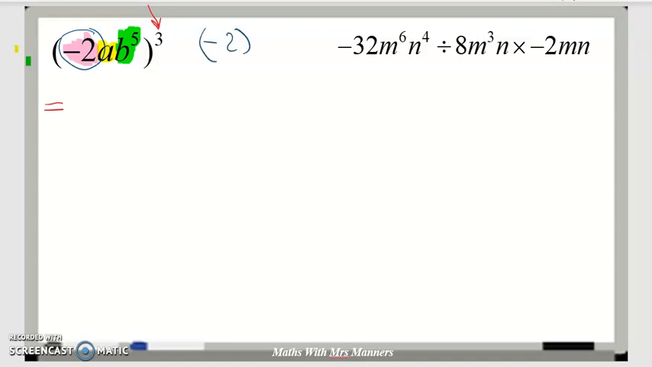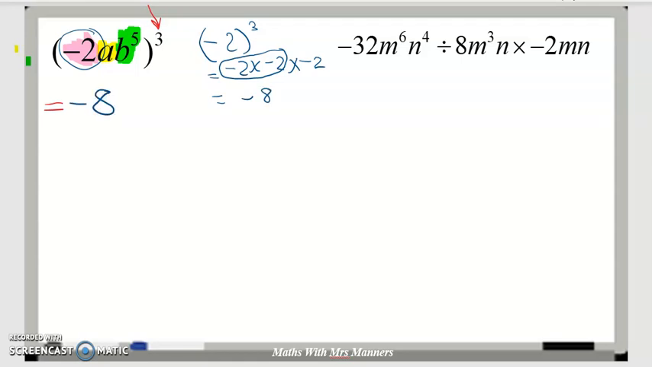Now, you can use a calculator if you want, or hopefully you've got decent skills without one, where you realize that raising minus 2 to the power of 3 requires you to multiply minus 2 by itself 3 times. And if you do that, hopefully you will get minus 8. So these two numbers multiply to give 4, and 4 times minus 2 is minus 8. So that's the first part.